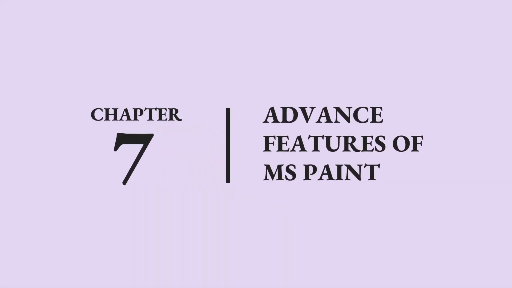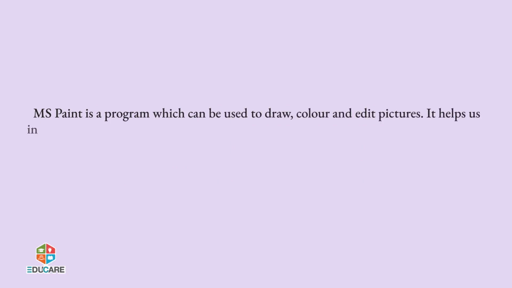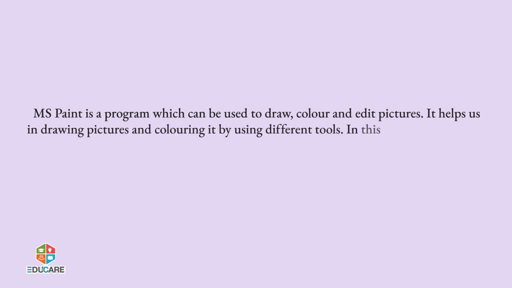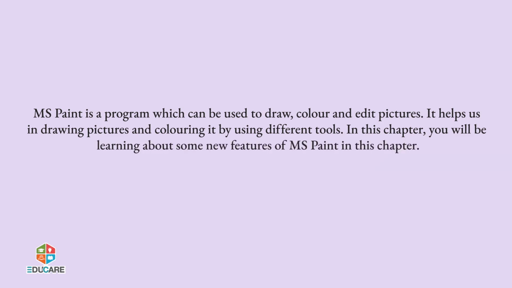Chapter 7: Advanced Features of MS Paint. MS Paint is a program which can be used to draw, color, and edit pictures. It helps us in drawing pictures and coloring them by using different tools. In this chapter, you will be learning about some new features of MS Paint.